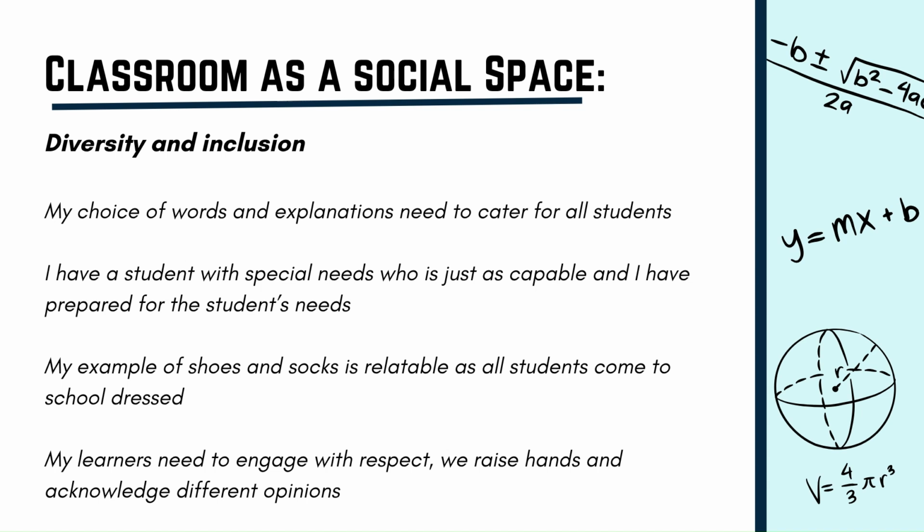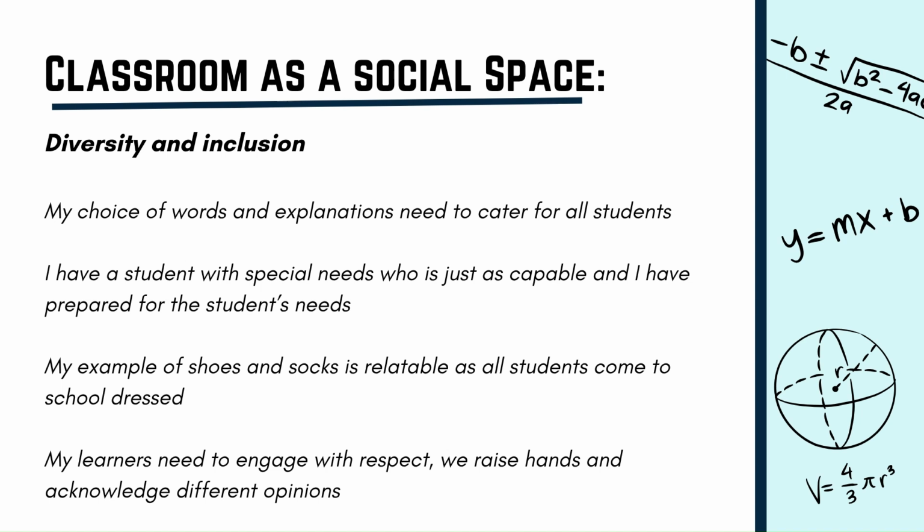I need to consider my examples. Are they relatable? Do they embrace diversity? The example of the socks and shoes. That is relatable for all students. It doesn't offend any student. I need to think, do all my students have access to socks and shoes? And if they don't, how might this example affect them? And how might that affect my lesson outcomes?